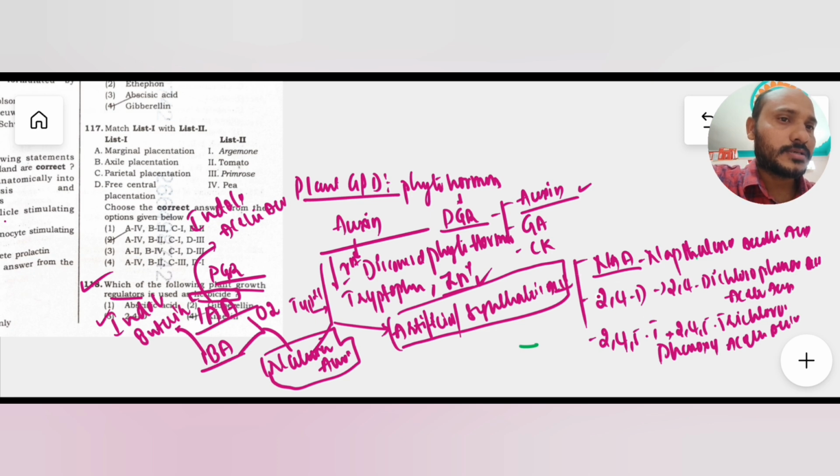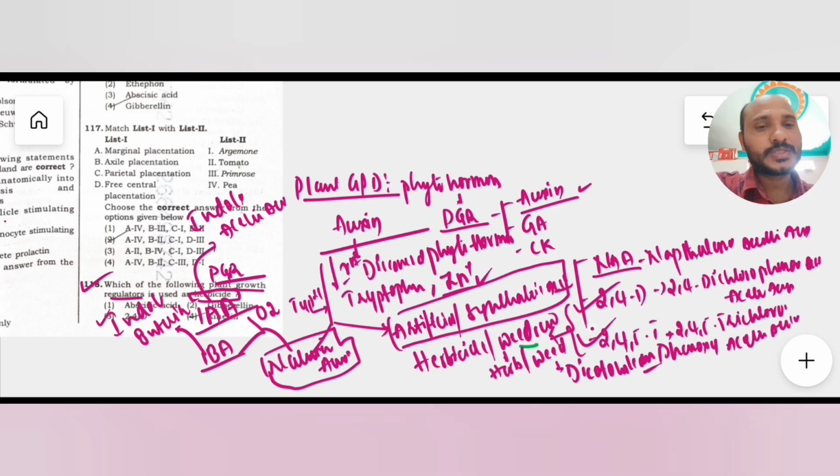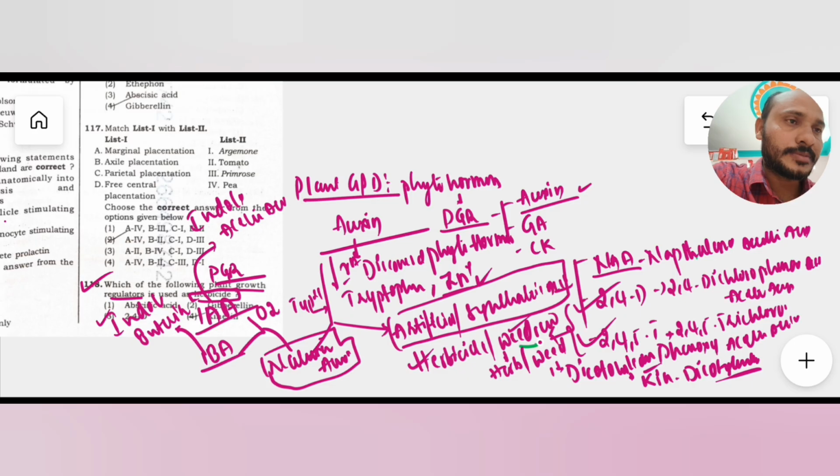Among these three artificial auxins, 2,4-D and 2,4,5-T are used as herbicides, or weedicides, which kill herbs or weeds. Very important: they are widely used to kill dicotyledon weeds only. Both 2,4-D and 2,4,5-T work as herbicides that kill only dicotyledon weeds. Remember, they don't work on monocotyledon weeds.